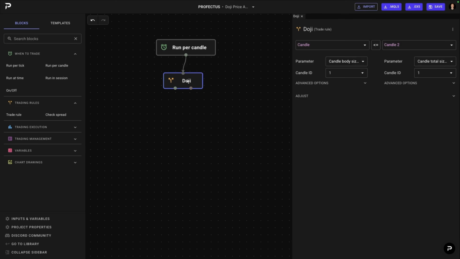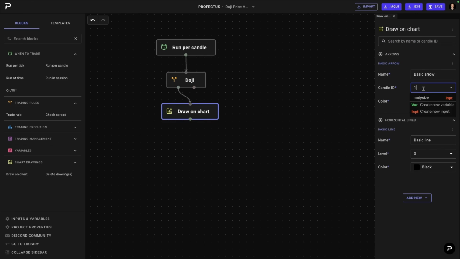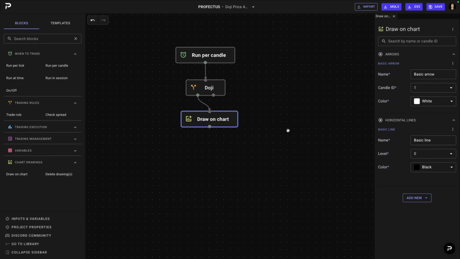Now let me get rid of this one because this is the purest form, and then simply for you, so you can quickly check it out what it is doing, we simply want to show that this one is a Doji, so this will now be pretty much marked with a white arrow on top.